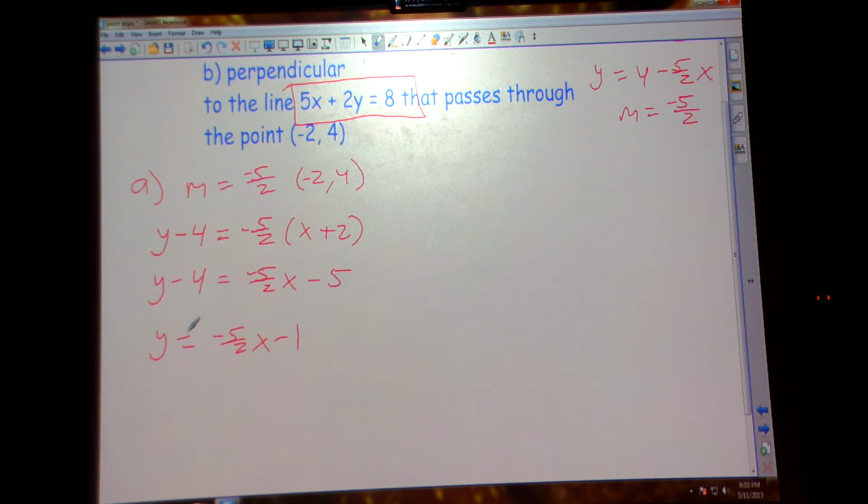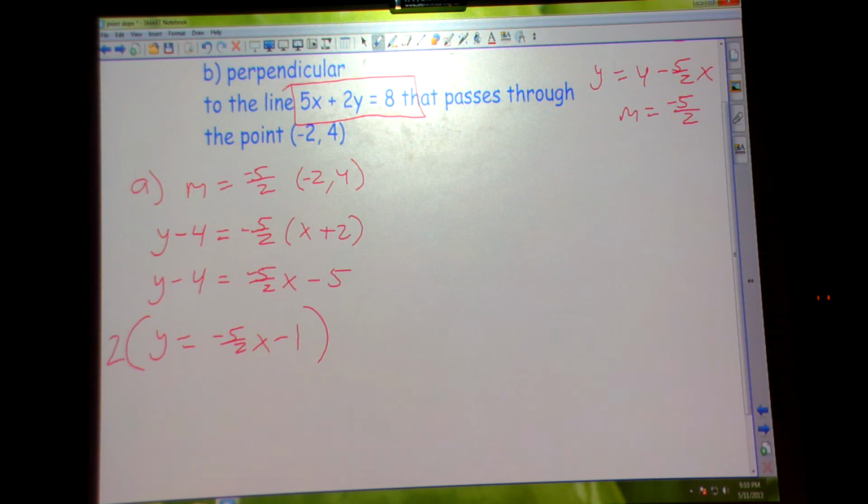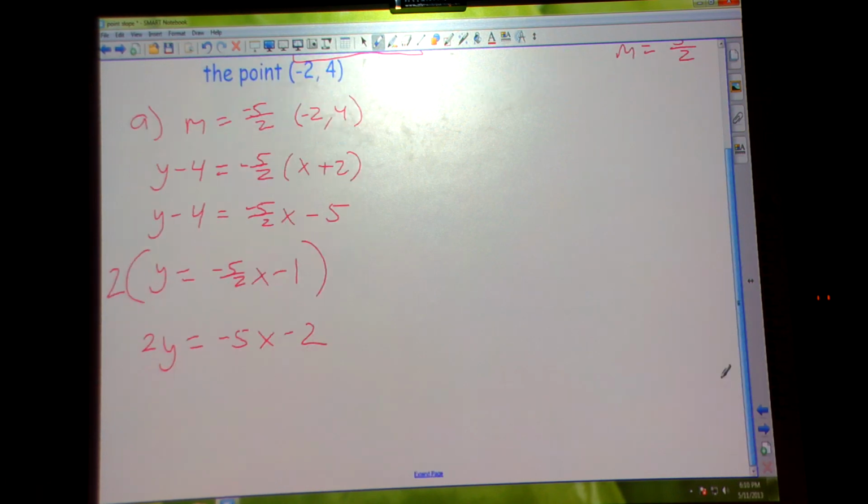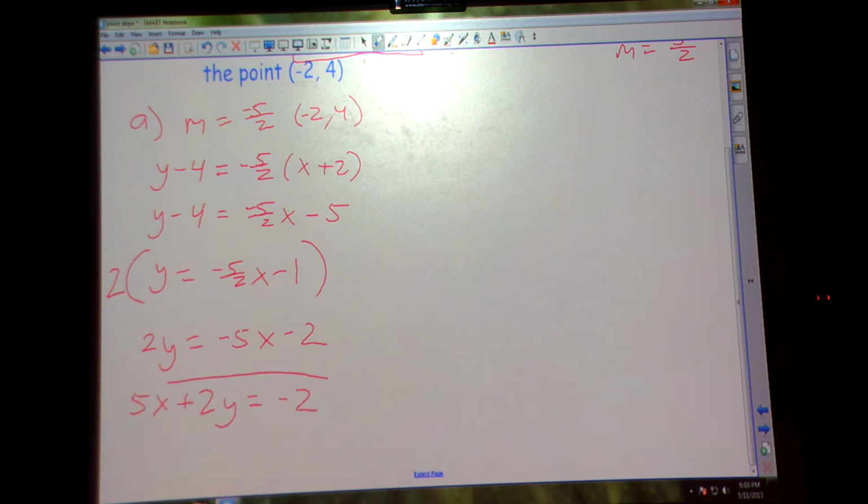Let's put it in standard form, so let's get rid of that fraction. My denominator is 2, so I'm going to multiply everything by 2. I get 2y equals negative 5x minus 2. Now I need x's and y's on one side, but x must be positive, so let's take this over. So I have 5x plus 2y equals negative 2. Voila.